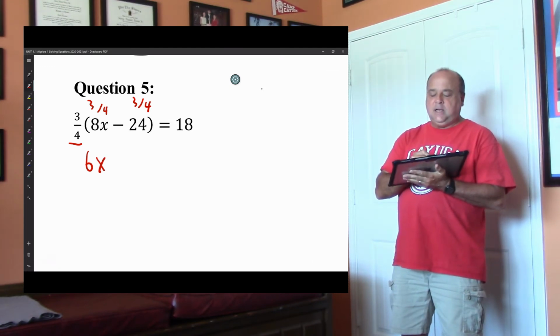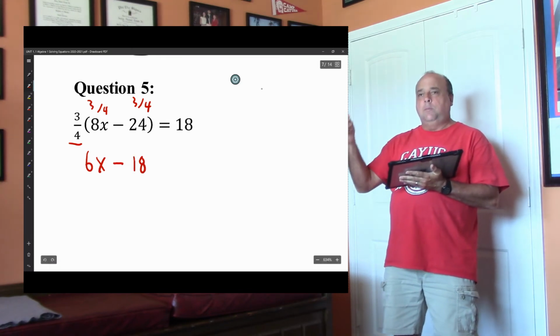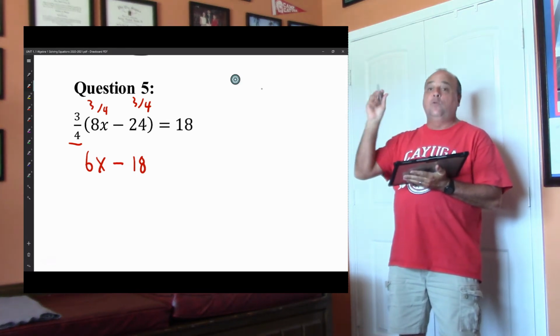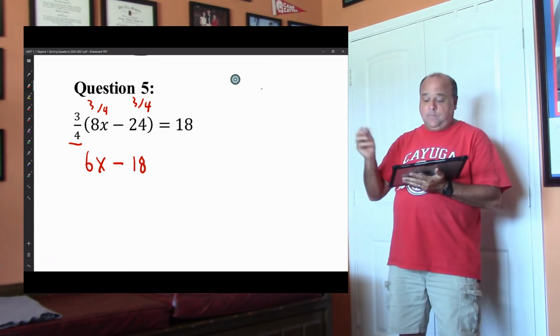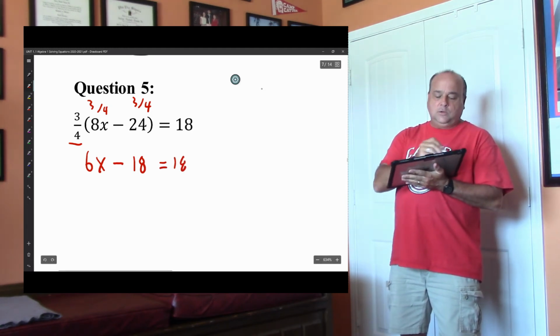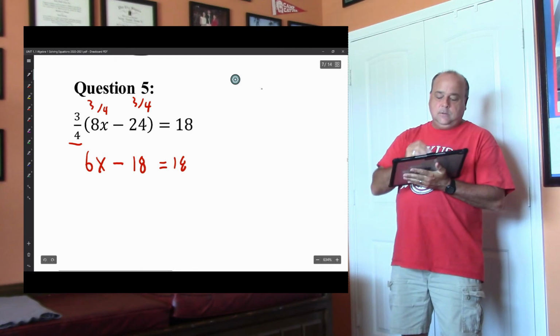A positive times a negative is a negative. And then 24 times 3 is 72. 72 divided by 4 is 18. So my number will be 18. So you multiply by the top, divide by the bottom. You have a calculator. You can punch 3/4 times 24 on the Inspire. Equals 18. Draw a bar through the equal sign after you get rid of the parentheses.